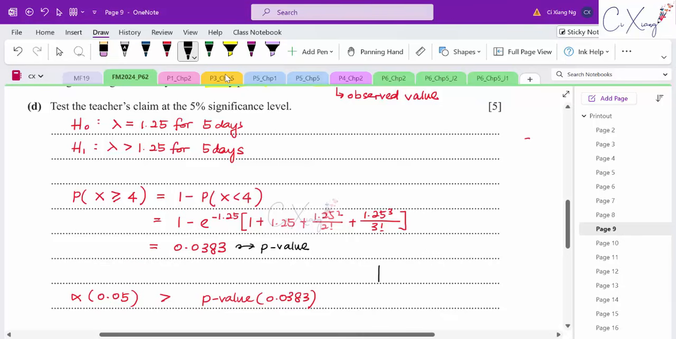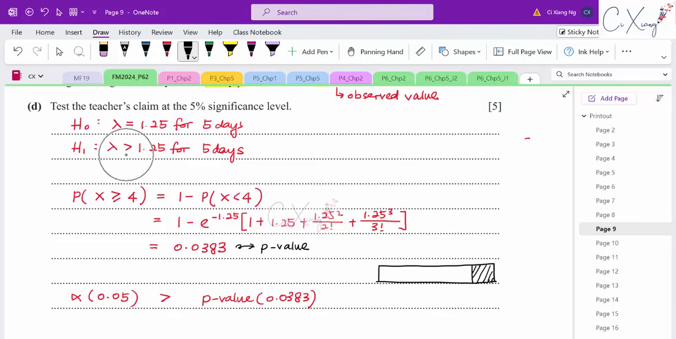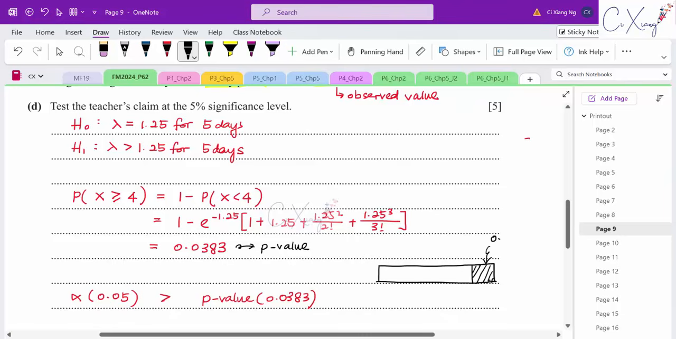What is the meaning of the p-value being smaller than alpha? As an example, let's say I'm drawing a diagram here, but it is not the correct diagram. It just helps us visualize the decision that we want to make. For this test, our rejection region is on the right, correct or not? So I shade the rejection region on the right. This rejection region has the area 0.05.